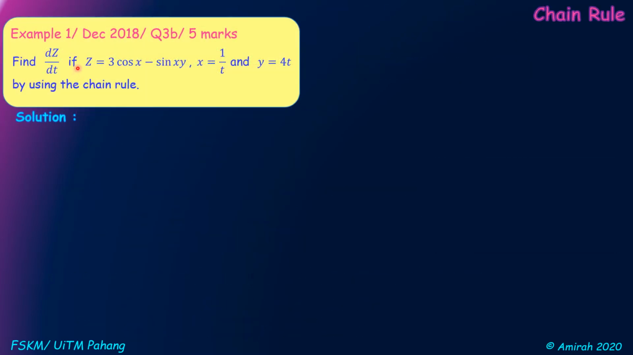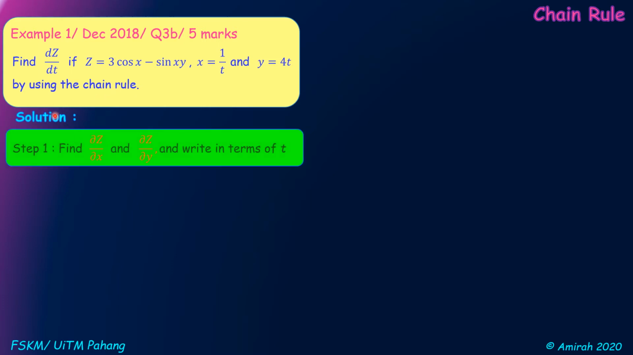Now we look at example 1 from previous semester papers. Find dz over dt if z equals 3 cos x minus sin xy, x equals 1 over t, and y equals 4t by using the chain rule. Alright, to find dz over dt using the chain rule, first step, we need to find del z over del x and del z over del y because z is related with x and y, and then we write in terms of t.